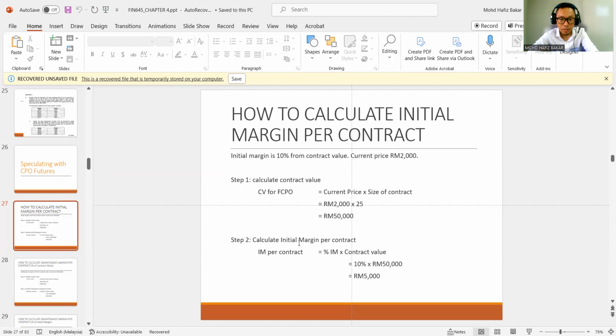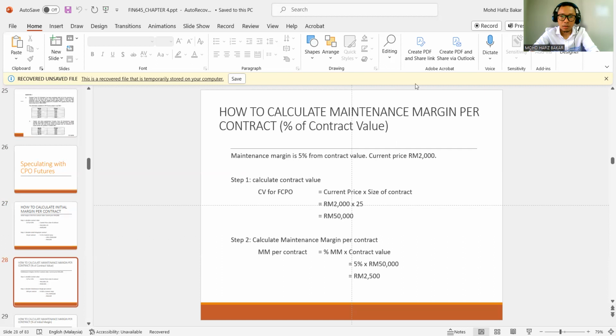And then the second step, calculate the initial margin per contract. After getting the contract value, you multiply by the initial margin percentage, which is 10%. So 10% times 50,000 is equivalent to 5,000 ringgit Malaysia. So this is how to calculate the initial margin.